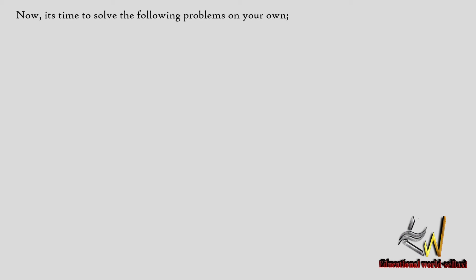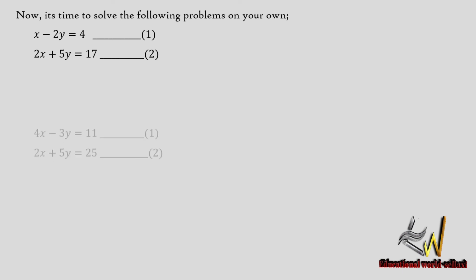Now it's time for you to solve these problems on your own. x minus 2y is equal to 4, equation 1, and 2x plus 5y is equal to 17. Then 4x minus 3y is equal to 11, equation 1, and 2x plus 5y is equal to 25. You can pause this video now and attempt these questions, and when you are done, you can check for the answers.